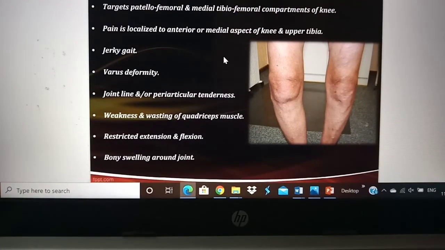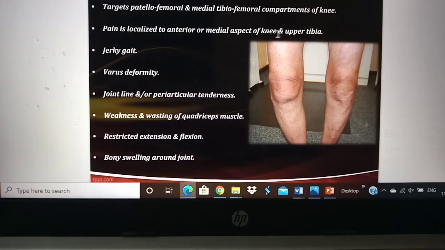So what are the clinical findings? We see that the patellofemoral and medial tibiofemoral area is affected. Pain is localized to the anterior and medial aspect of the knee, and also the upper tibial area. The person who has osteoarthritis will walk with a jerky gait because of the severe pain they are suffering from. When they are walking, there is a sudden pain, and they try to shift the weight to the other leg. That is why they have this jerky gait.